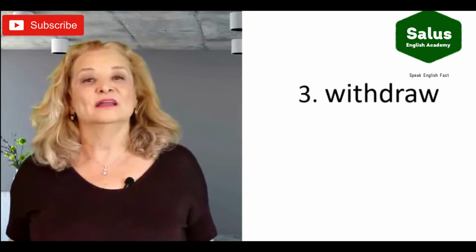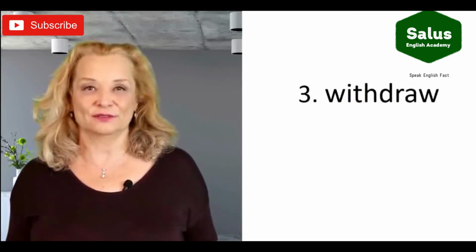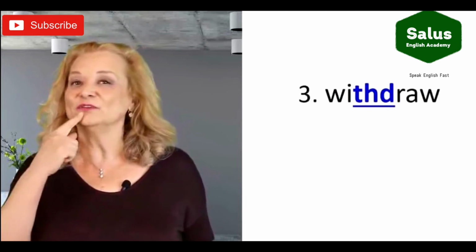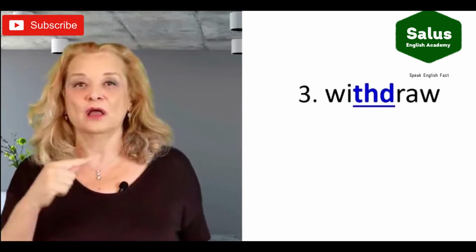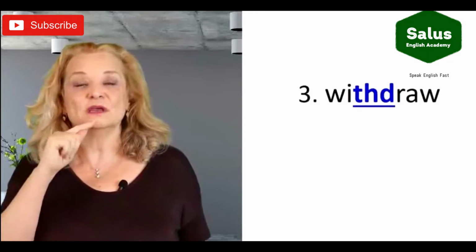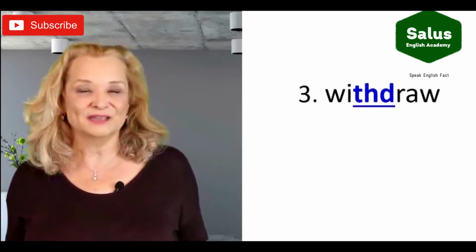Good. Let's go. The first reason it's difficult is because we have the TH and the D next to each other. And so many letters here. We should pronounce both of those sounds. So we have to go like this. Withdraw. Do you understand, guys? Withdraw. First, move your tongue on your teeth. And then for the D, behind your teeth.